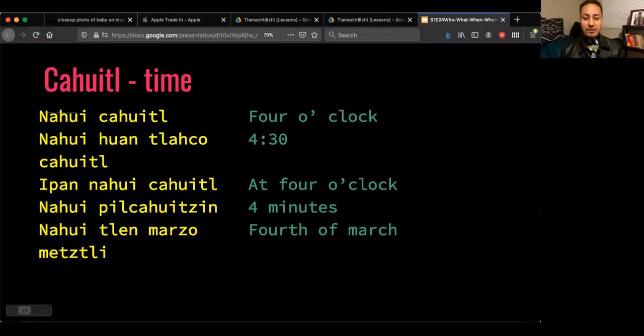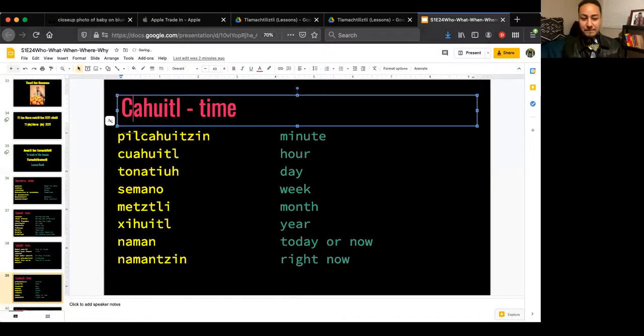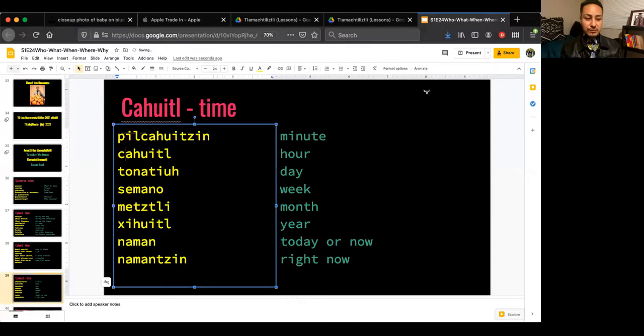And as you saw, you can talk about specific dates by adding this tlen to mean of. So nawi tlen marzo metzli, 4th of March. And here I have the breakdown. The reason I put so many words, I know you're not gonna know these all right away, but I put them all here for your future reference.